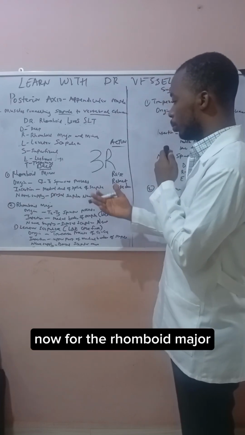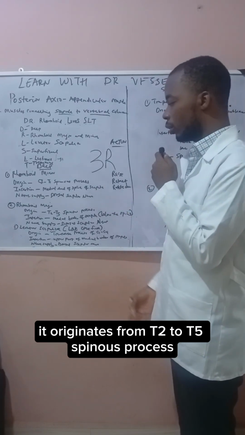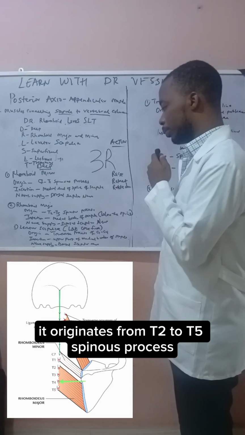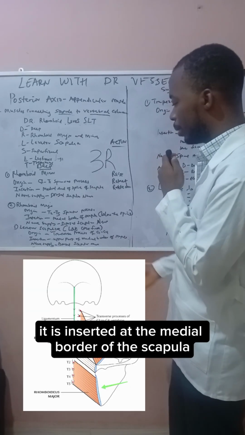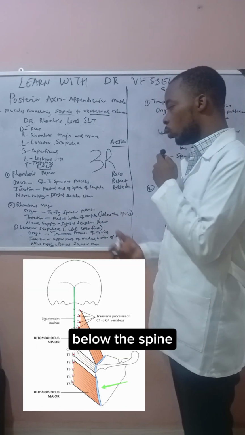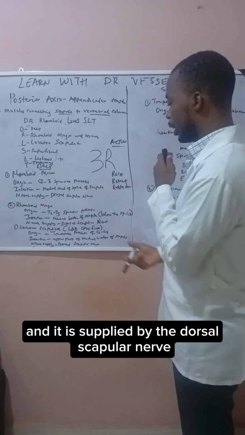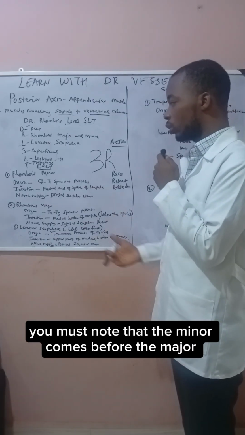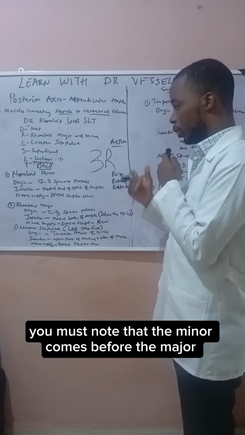Now for the rhomboid major, it originates from the T2 to T5 spinous process. It is inserted at the medial border of the scapula below the spine, and it is supplied by the dorsal scapular nerve. You must note that the minor comes before the major.